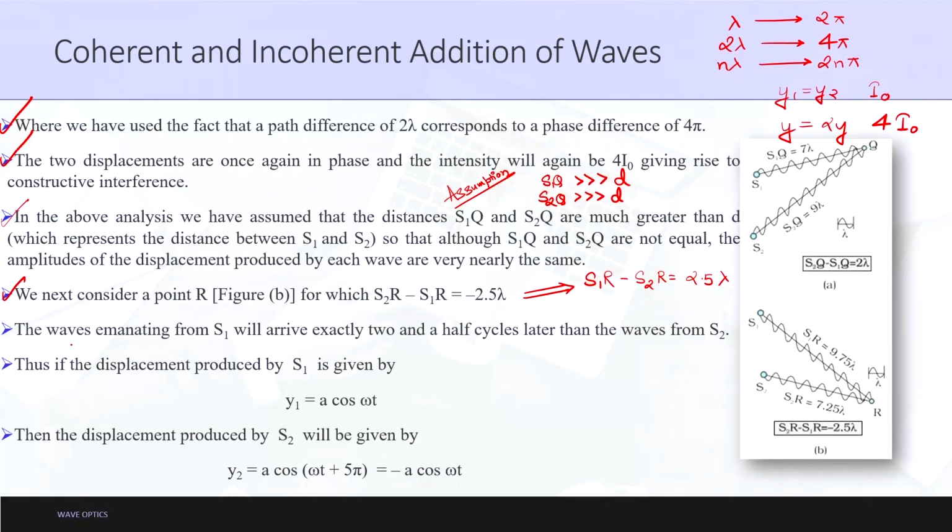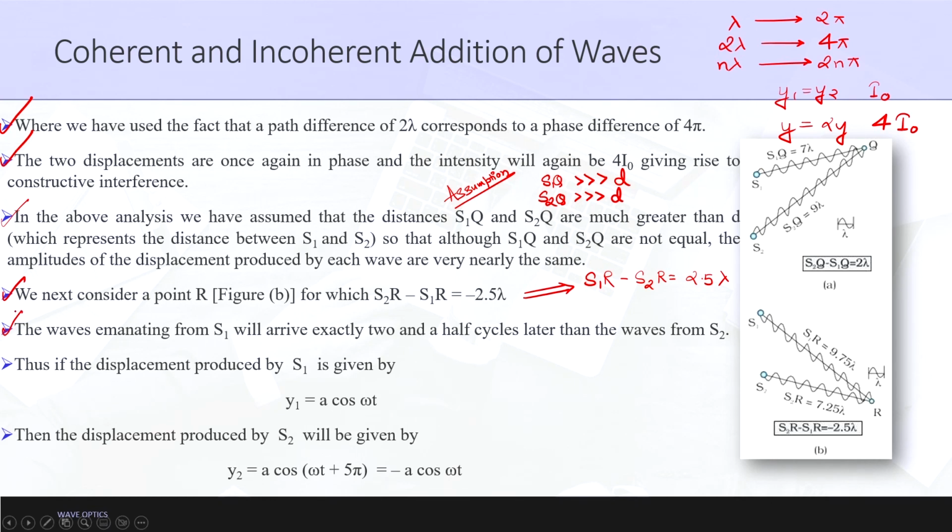So, what will be here? Let me explain to you now from the next line here. So, now the waves emanating from S1 will arrive exactly 2.5 cycles later than the wave from source S2. So, this is the same concept explained like in the constructive interference only.